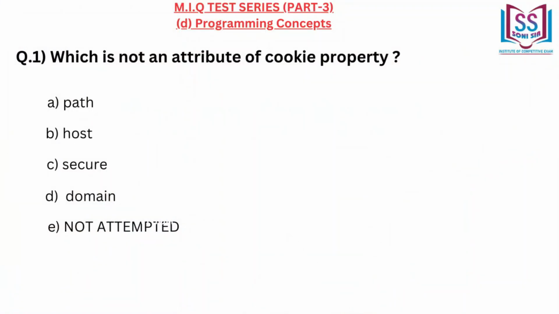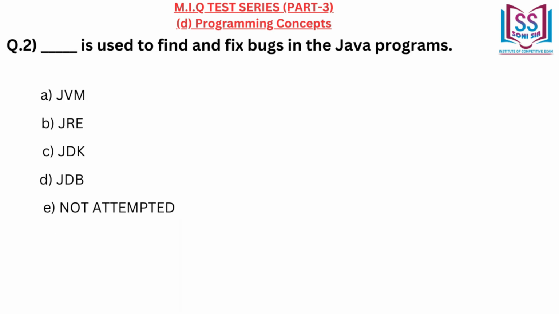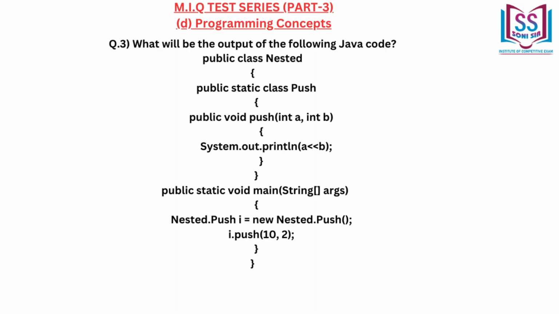Which is not an attribute of cookie property? A. Path. B. Host. C. Secure. D. Domain. Dash is used to find and fix bugs in the Java programs. A. JVM. B. JRE. C. JDK. D. JDB. What will be the output of the following Java code?